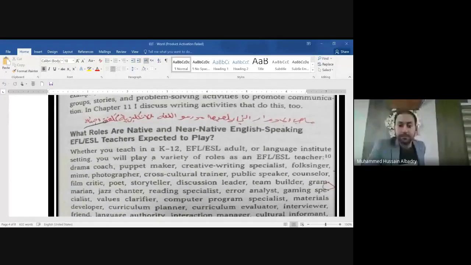Yes. What roles are native and near-native speaker English-speaking teachers expected to play? This is another point, and this is not my translation, as I said.